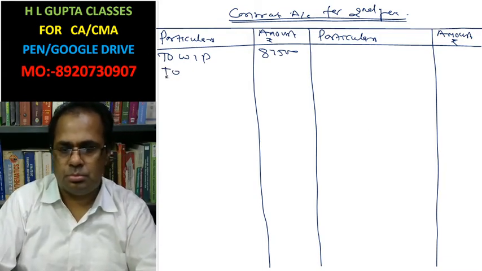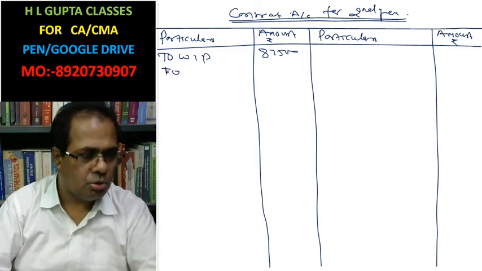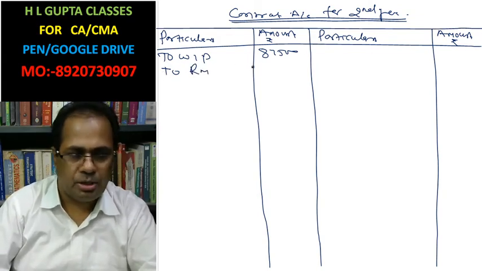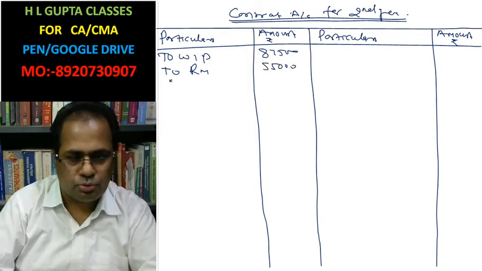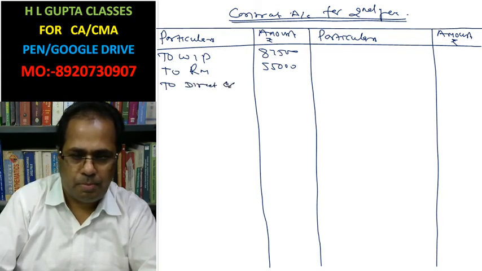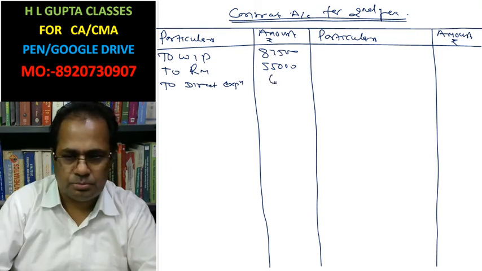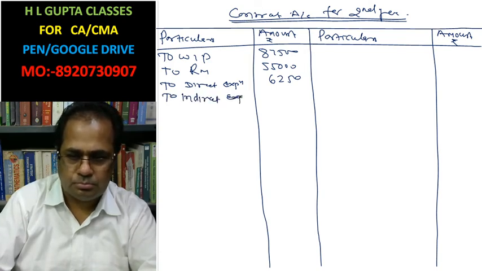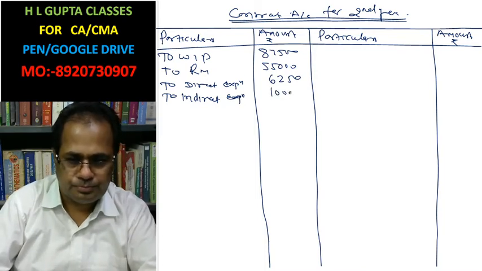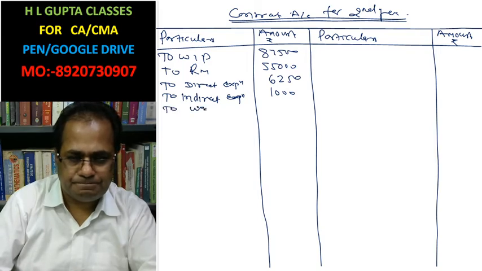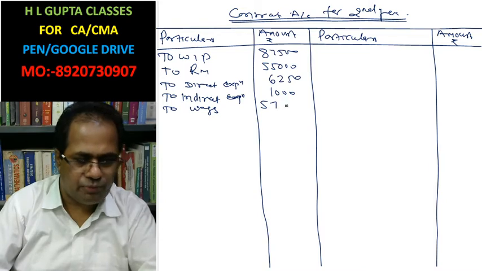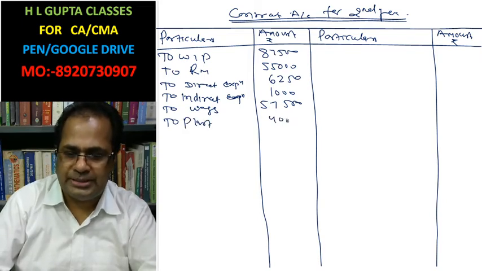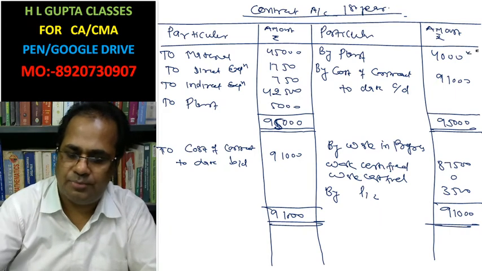To raw material 55,000, to direct expenses 6250, to indirect expenses 1,000, to wages 57,500, to plant 4,000. This is the plant of the first year.